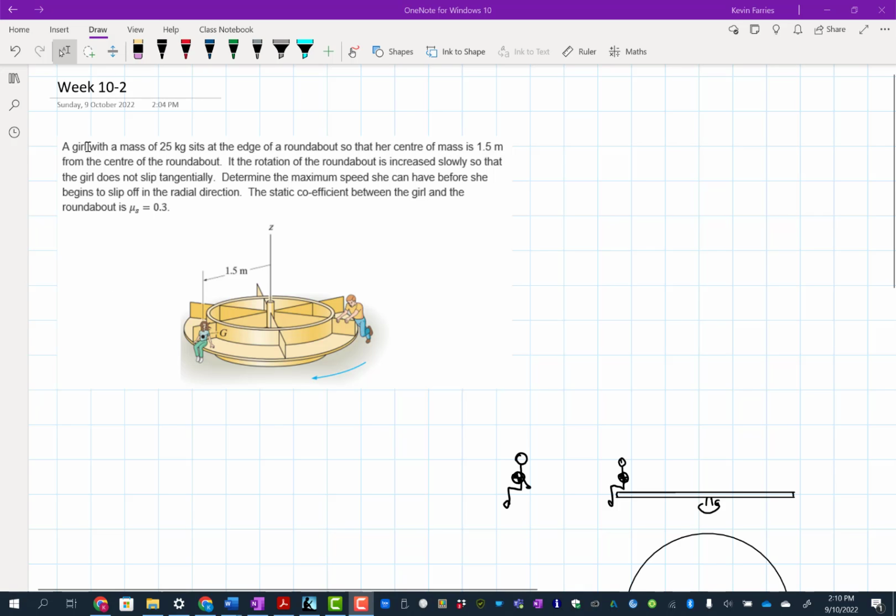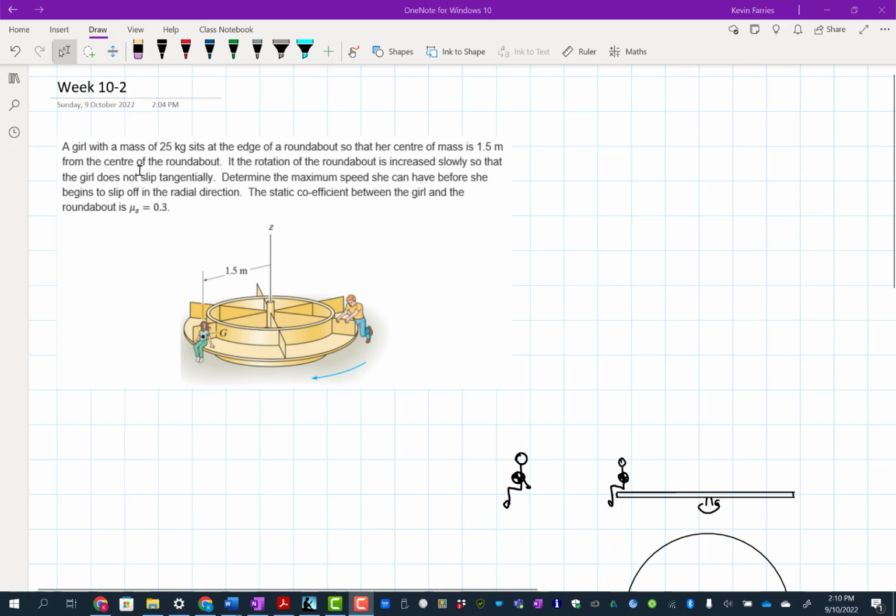So, what have we got here? We've got the first of our problems with centrifugal and centripetal force. We've got a girl, mass 25 kilos, sitting on a roundabout or a merry-go-round, or whatever you want to call it. She has her centre of mass 1.5 meters out, so that's our rho. This rho is the radius of the motion, and it's to her centre of gravity.